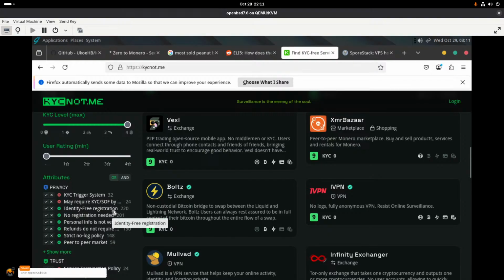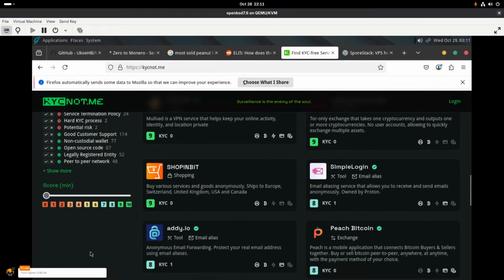XMR Bazaar, IVPN, lots of different stuff. Everything's going to have its own place. Shopping Bit is like a new service, I think. I don't know how new they are, but we only do XMR, baby.